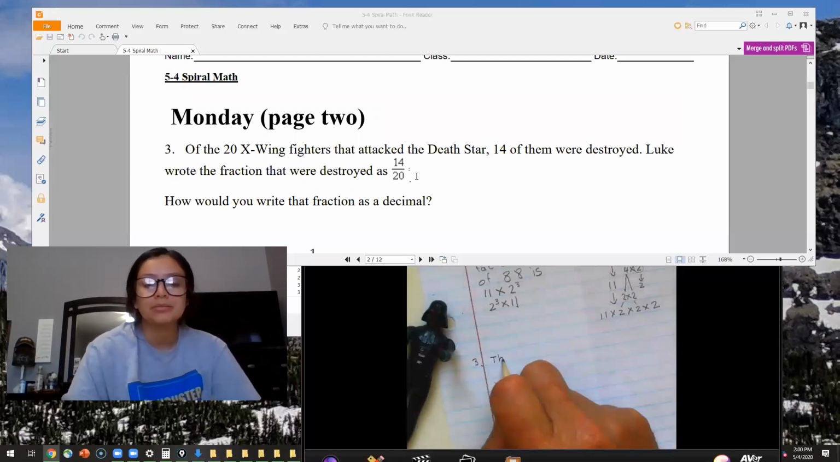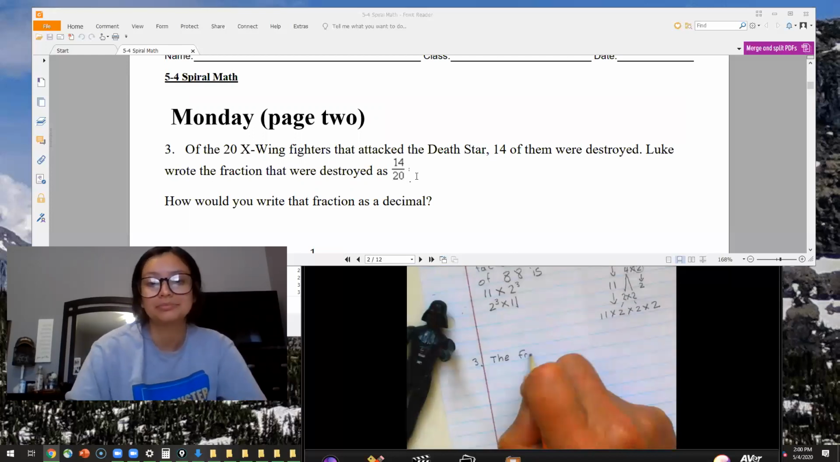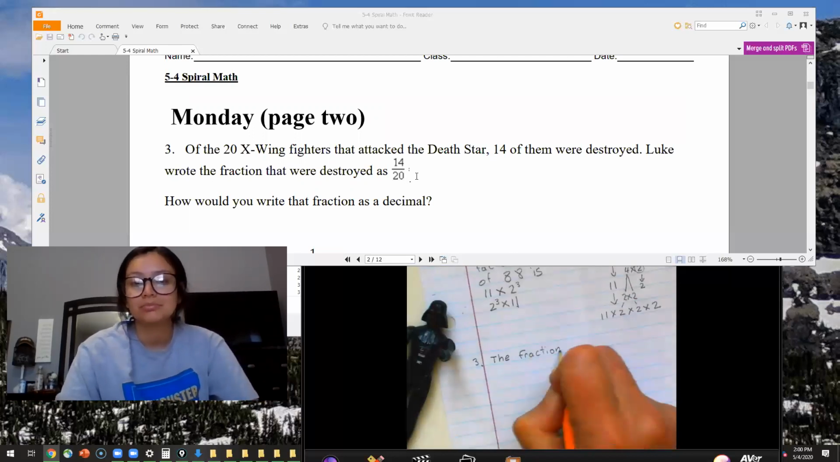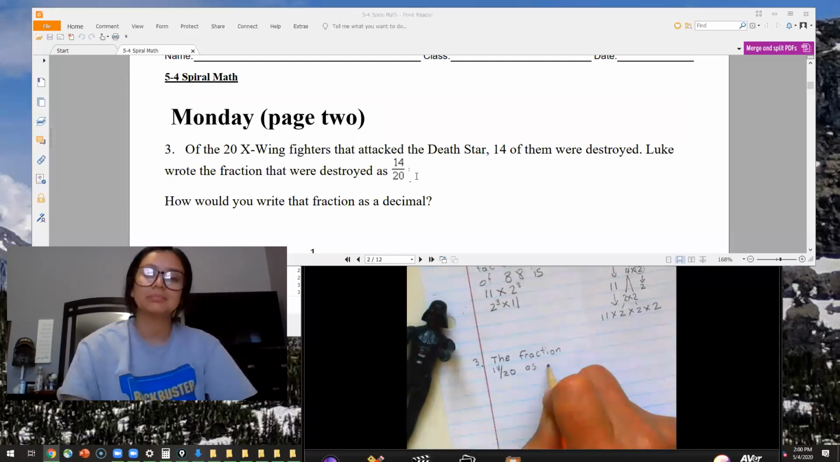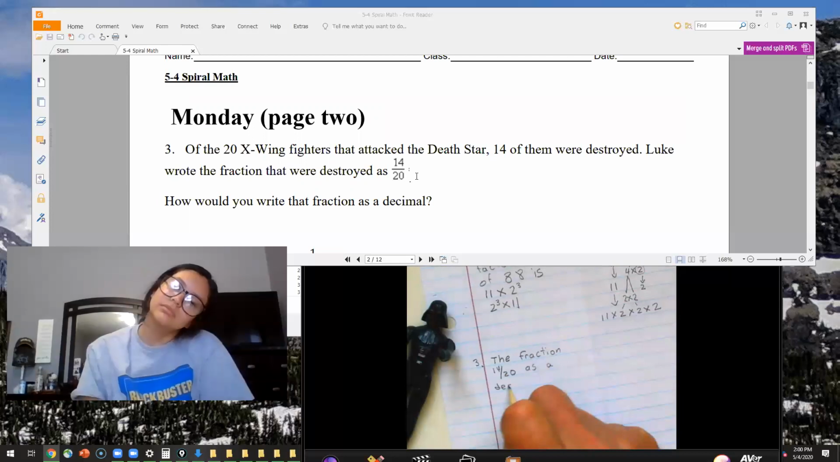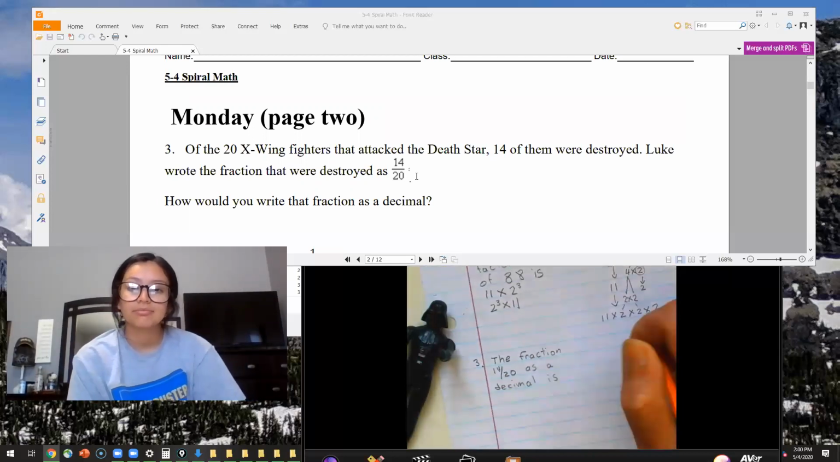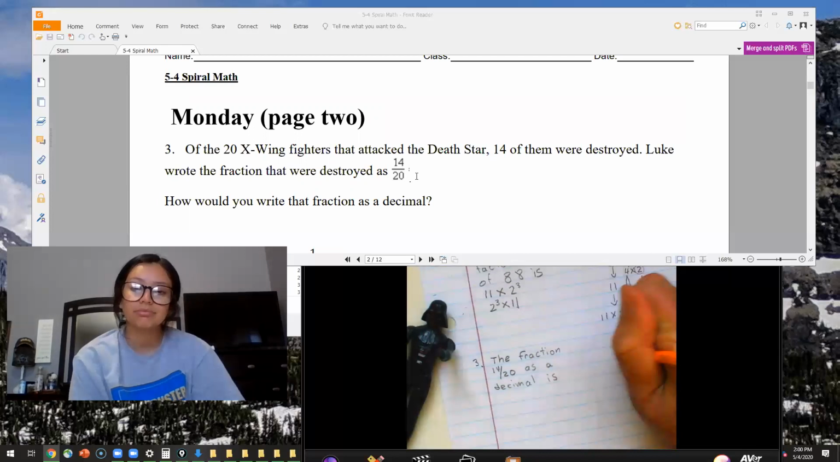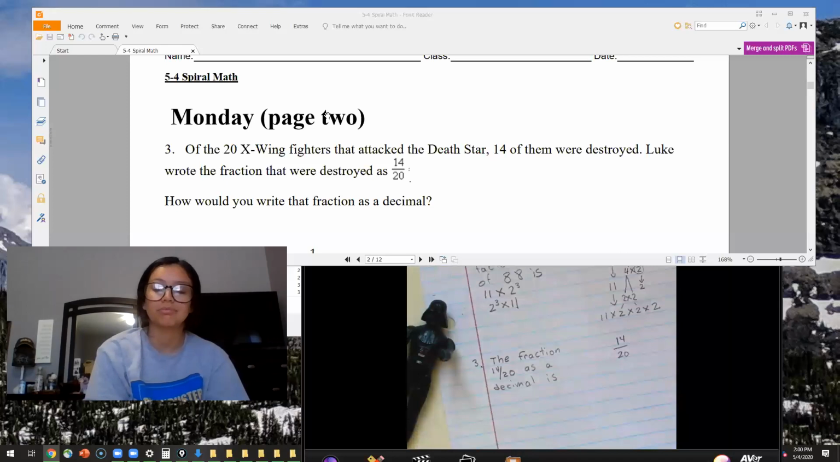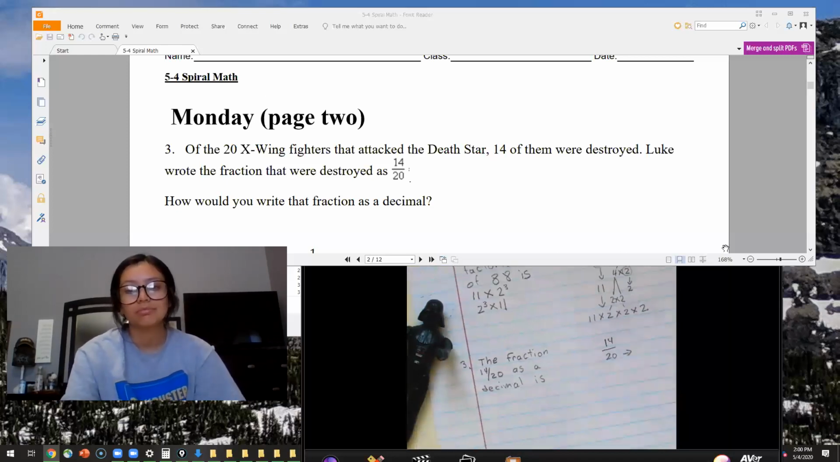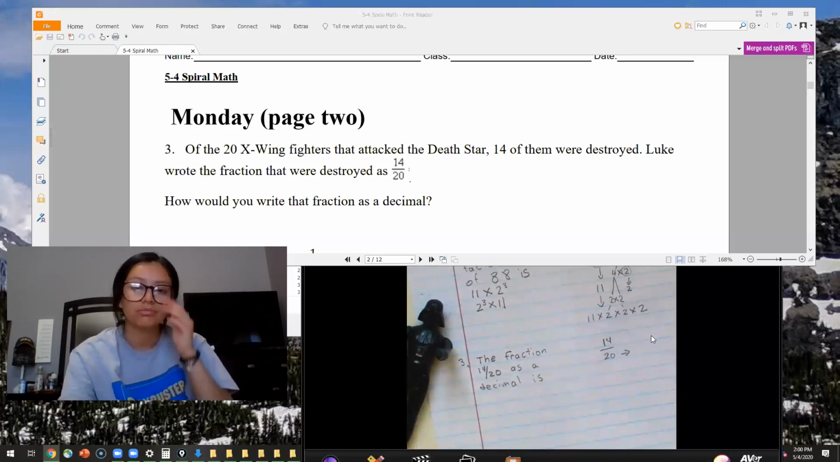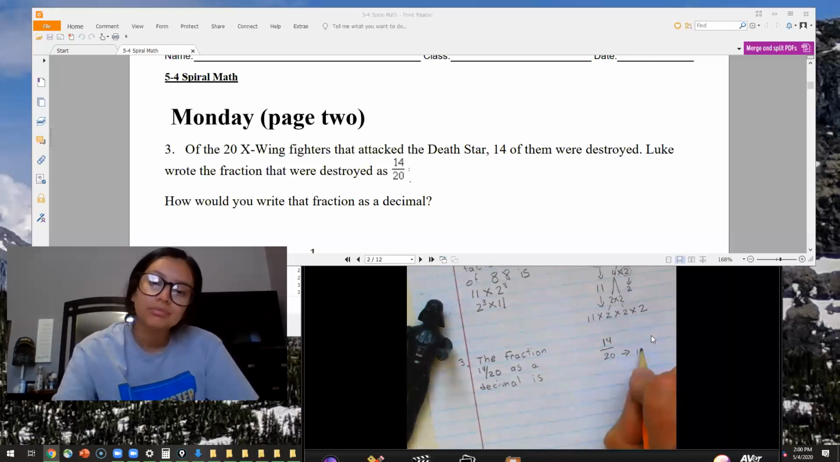And I could just say the fraction, 14 over 20, as a decimal is, and what I want to do here is I want to take 14 over 20, and I guess what I could do is I could turn this 20, I guess I'd want to turn that 20 decimal, so decimals would probably be like a 10 as my denominator. I think that would work.